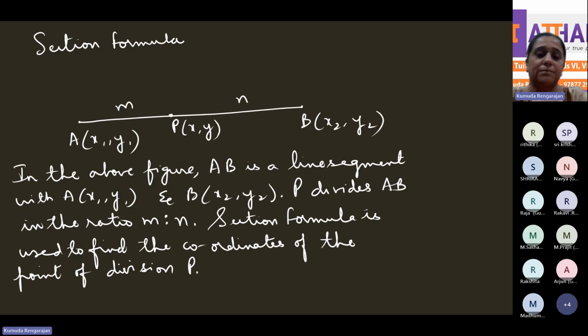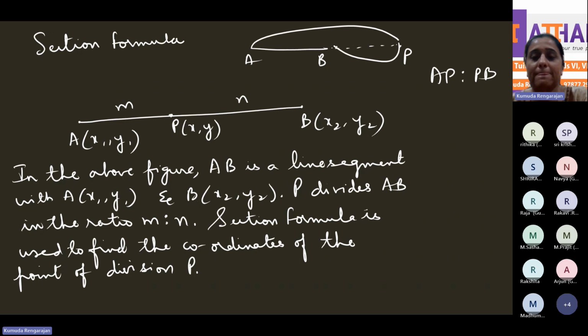Completed, ma'am. Now this is called internal division, children. We learn only internal division. There's also something called external division. That is, if this is the line segment AB, P will lie on AB produced. So we say that P divides the line segment AB externally in the ratio AP is to PB. This is external division.